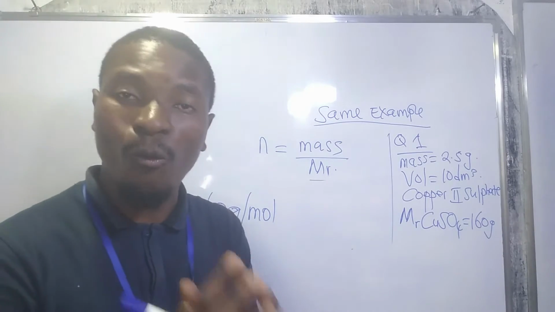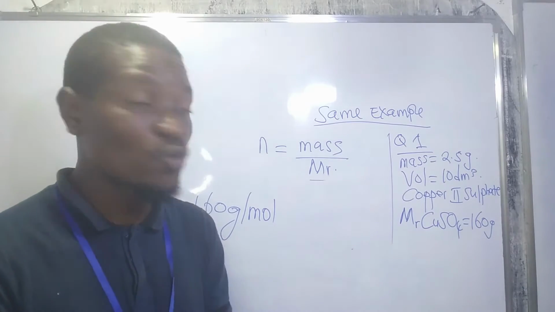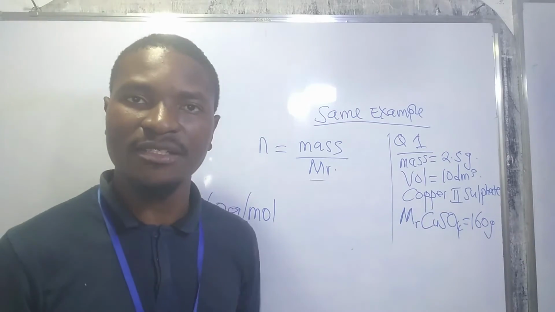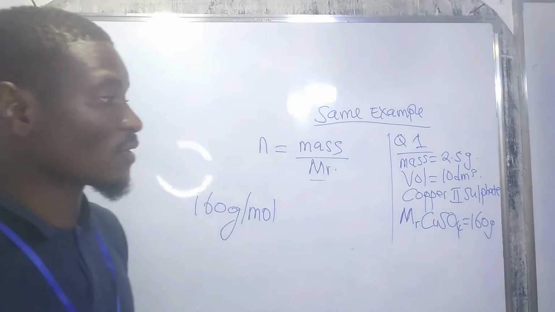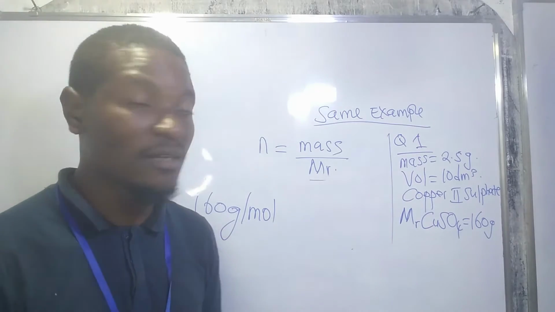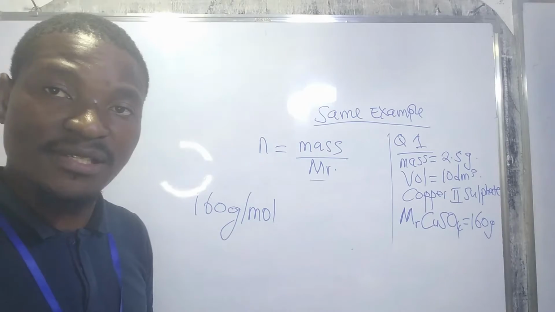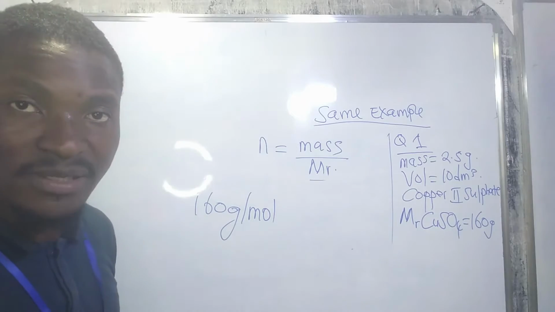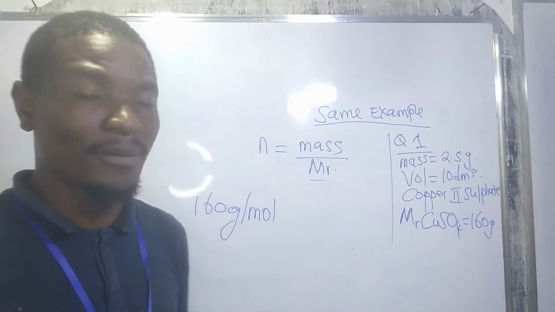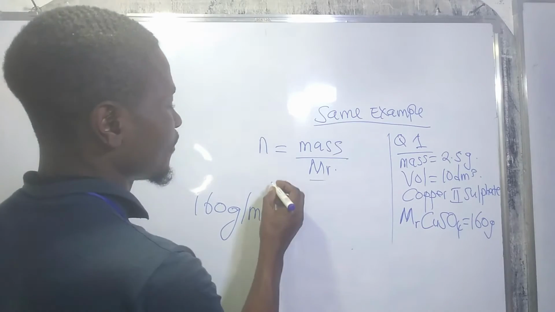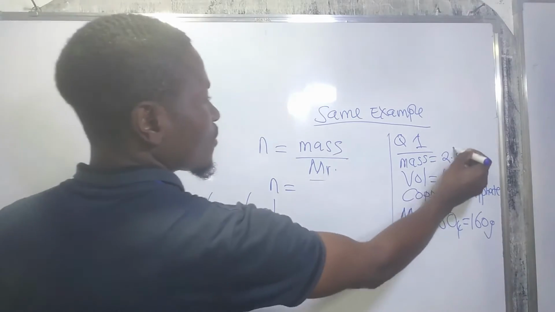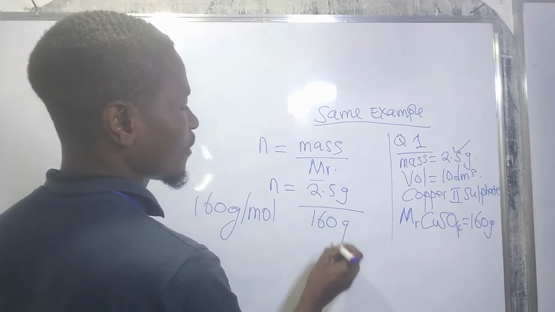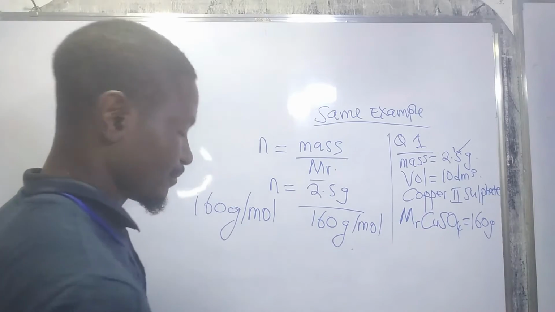So 160 grams of copper 2 sulfate is the relative molecular mass, meaning the combined elements that make up the copper 2 sulfate. So that is the copper, the sulfur, and then the oxygen. Once we sum up those, we get 160 grams for 1 mole of the copper 2 sulfate. So from there, the number of moles equals the mass, 2.5 grams, over 160 grams per mole.